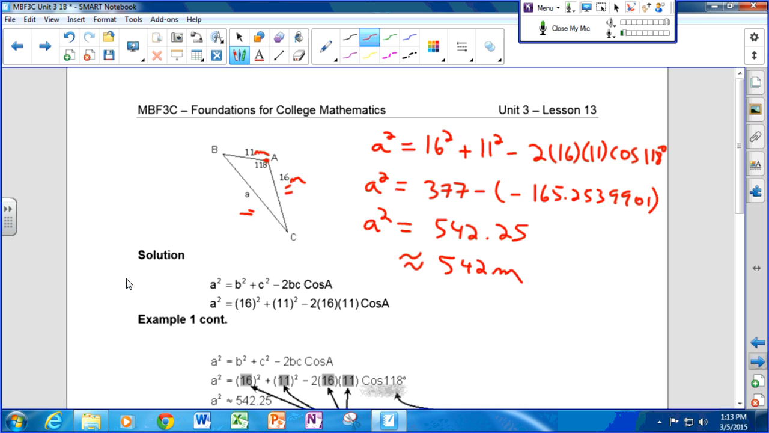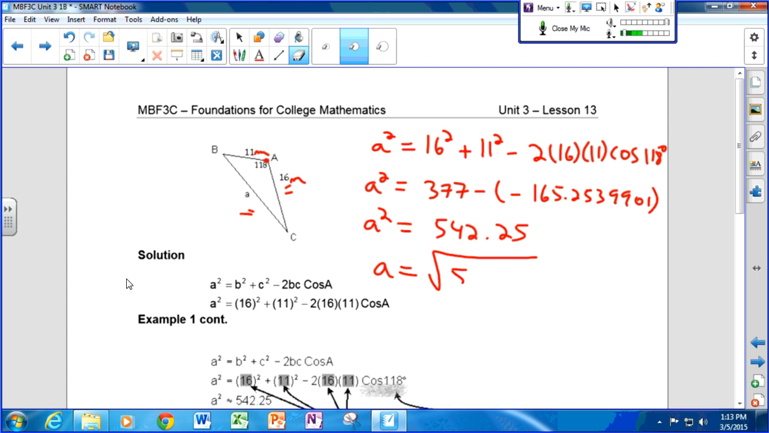Okay, so let's just back up a little bit, because take a look here, a squared. So a equals the square root of 542.25. Yeah, well, that makes sense. These are small numbers on that triangle. So I just find the square root of that on my calculator, and again, it's going to be 23.27 to 2 decimal places, but really we want to just call it 23 meters.